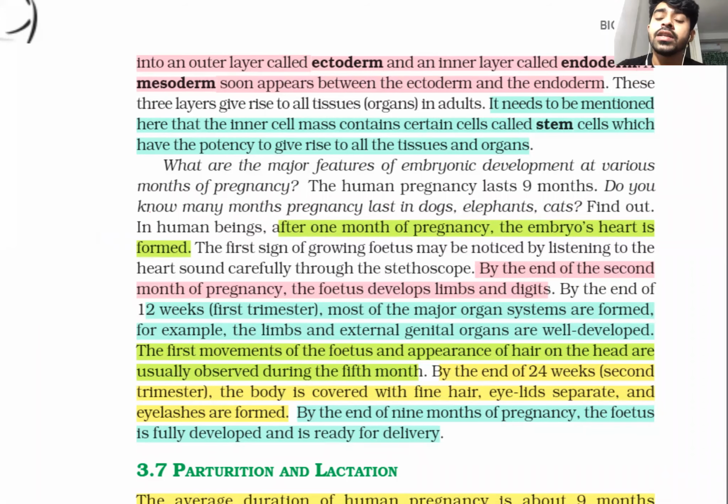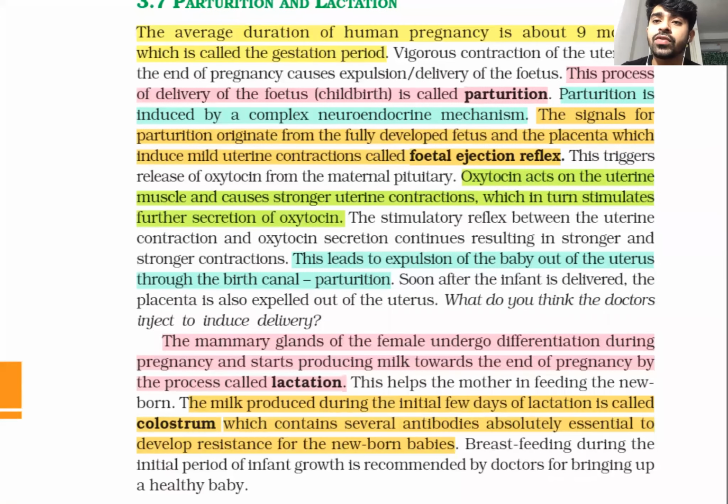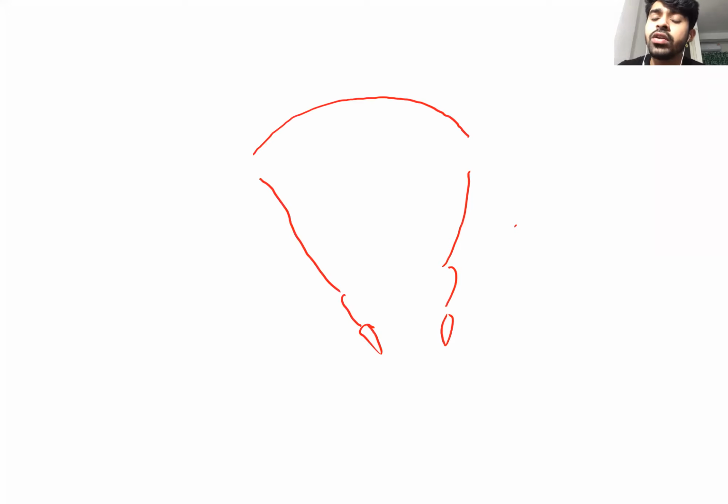The next thing is parturition. Right now I will mention a few important MCQs from parturition. Follow me. Let me first draw on the white screen, then I will tell you. Suppose it is like this, and like this. You already know that this is the baby who is waiting to get delivered.